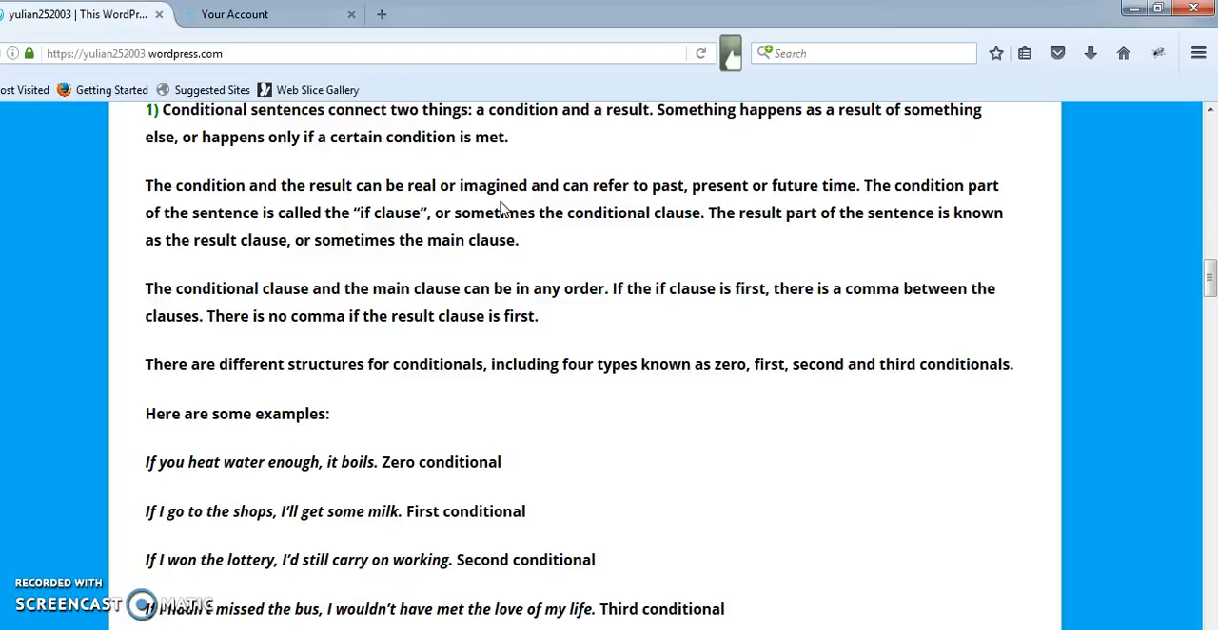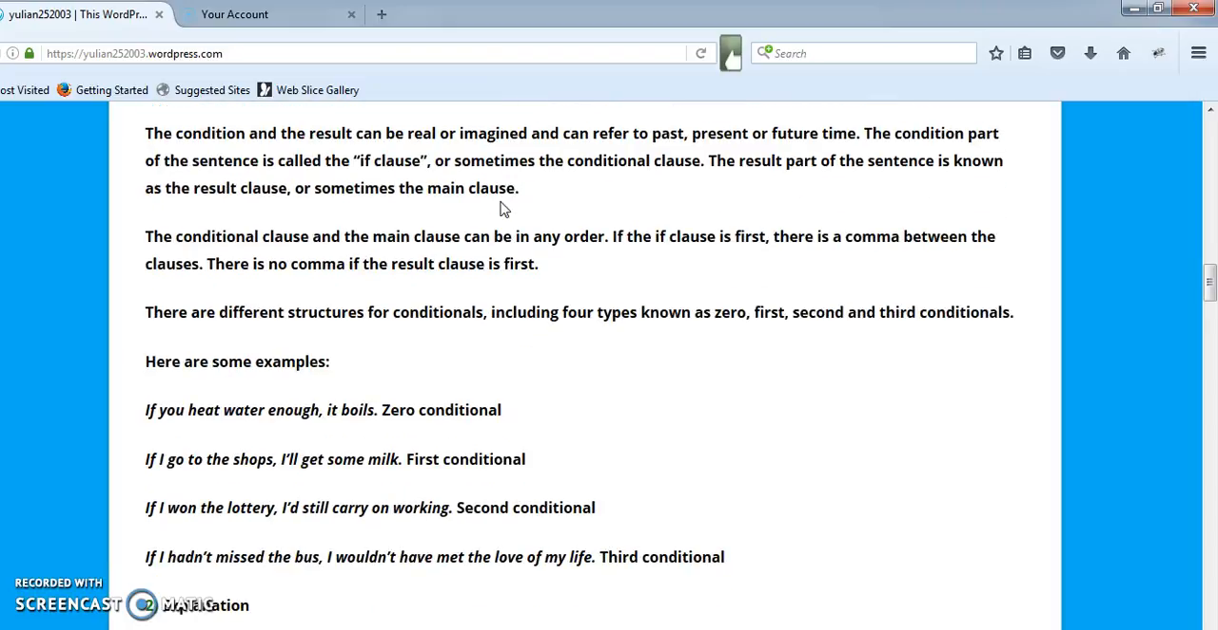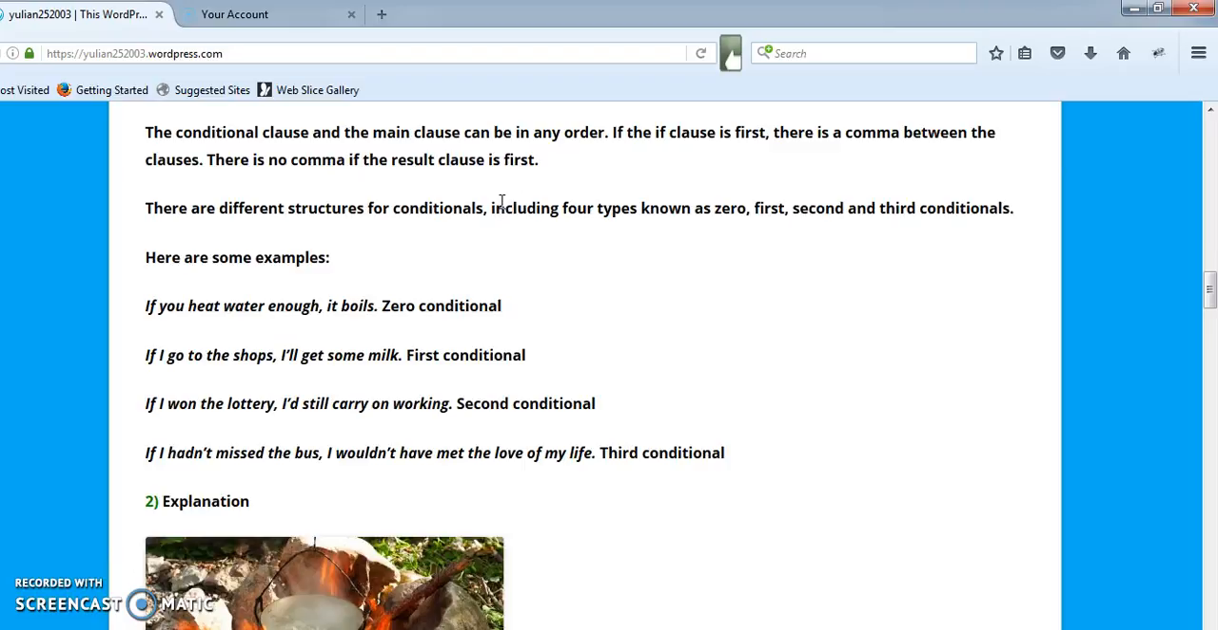The conditional clause and the main clause can be in any order. If the if clause is first, there is a comma between the clauses. There is no comma if the result clause is first. There are different structures for conditionals, including four types known as zero, first, second, and third conditionals. Here are some examples. Okay?